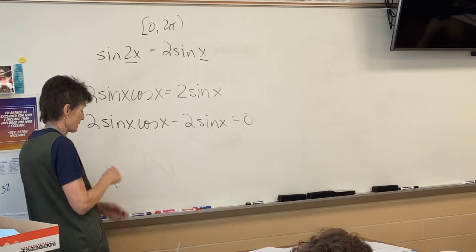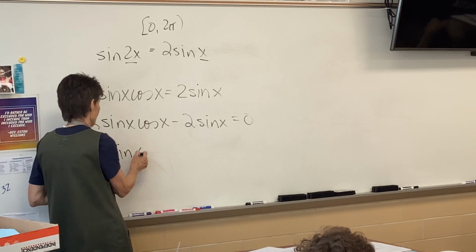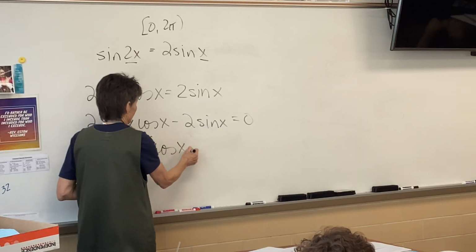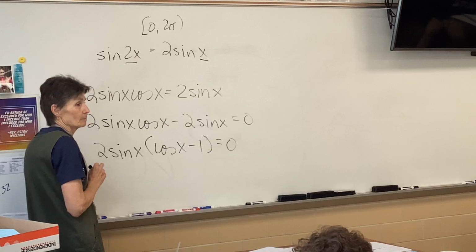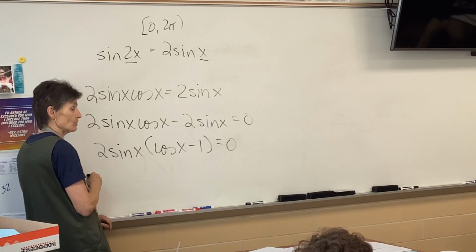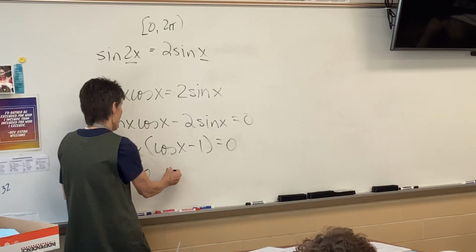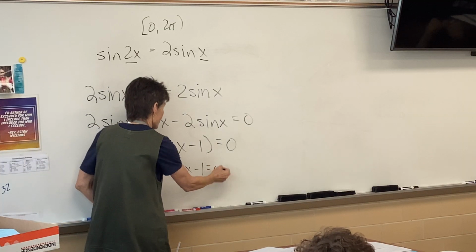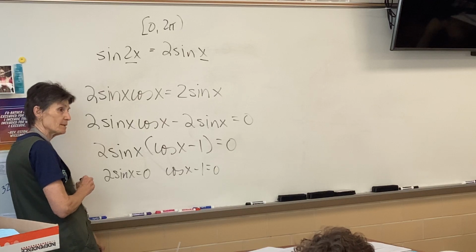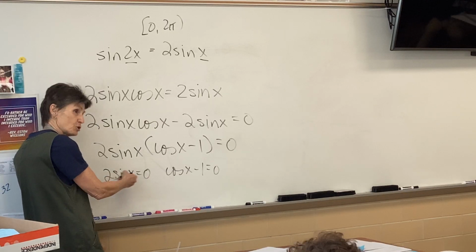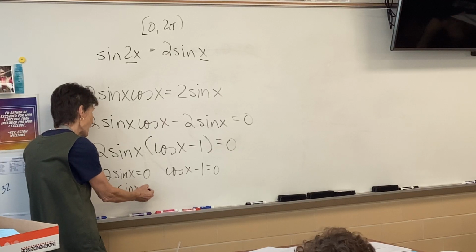What do I do next? 2 sin x. Yep, I factor it, my GCF. Now, each factor is equal to 0. So 2 sine equals 0, or cosine minus 1 equals 0, right? That's what we do. After we factor, we set them equal to 0. So now the 2 is going to disappear, and it's just going to say sine equals 0.